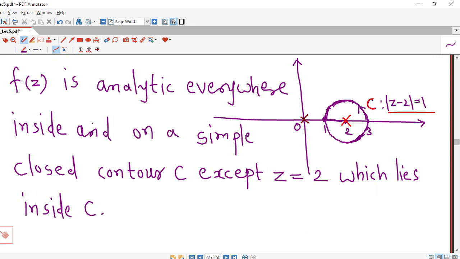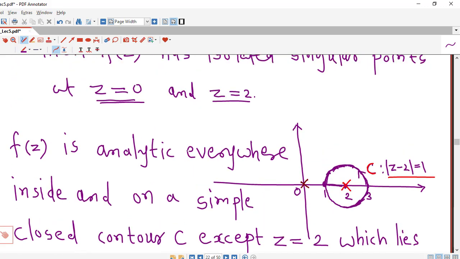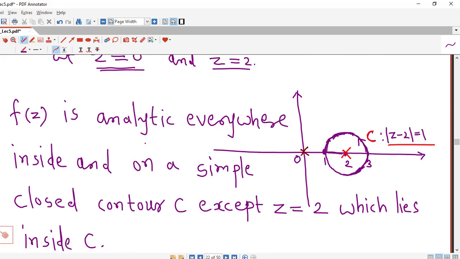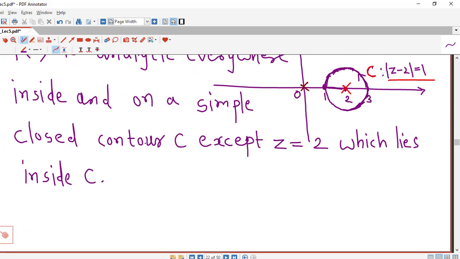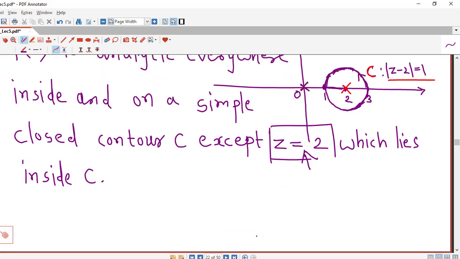So therefore f of z satisfies the requirements of Cauchy's residue theorem. So we can apply Cauchy's residue theorem to evaluate integral of this function f of z along this circle. So for that we need to calculate residue of f of z at z equal to 2. Z equal to 0 is outside this circle, so it will not be of interest. We are interested in the residue at z equal to 2 only.